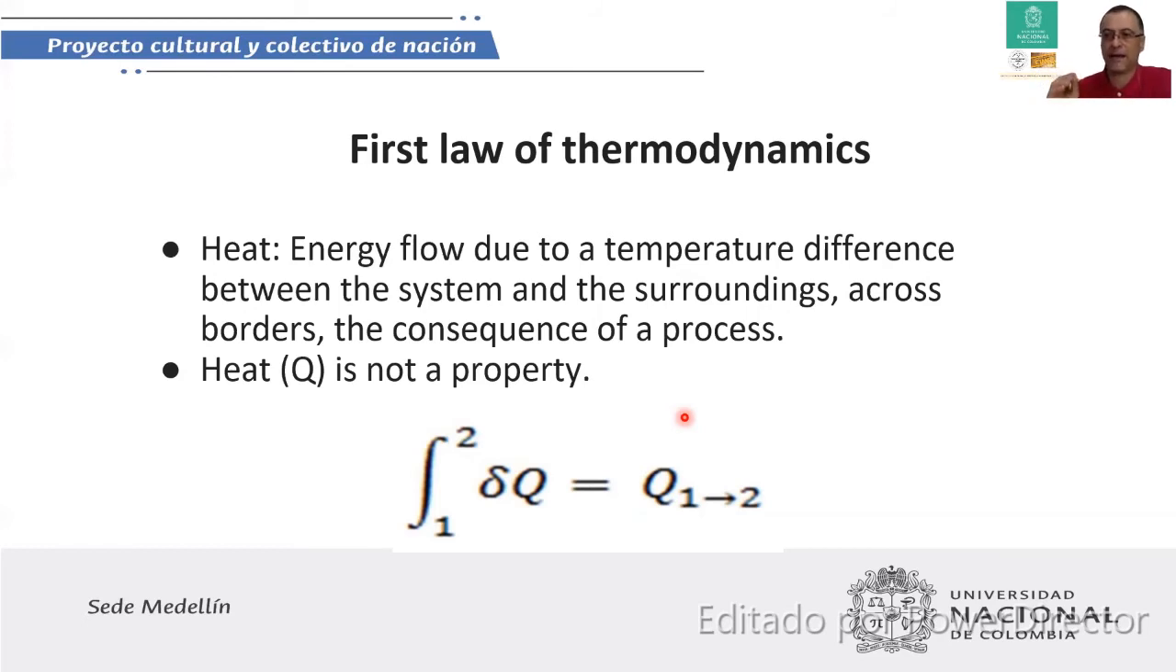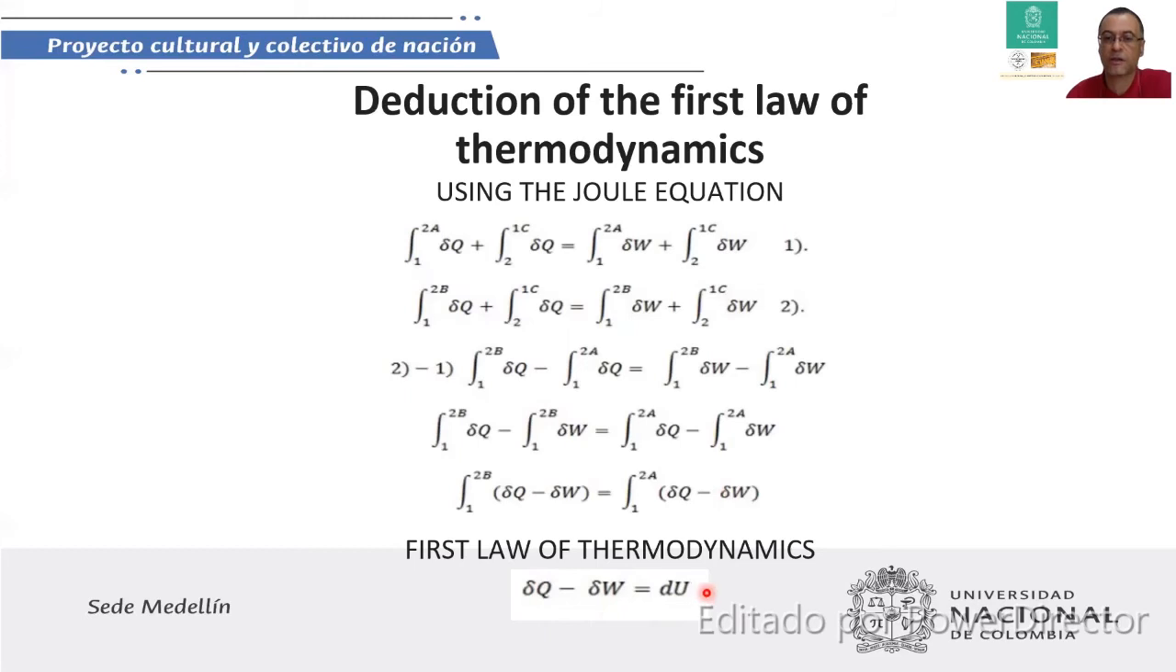Okay. Again, heat is not a property. Heat is an energy transference. And you couldn't define heat in state one or heat in state two. No, only during the process. That's why you could say that the integration of the heat transference is the total transference of heat from state one to state two. Okay, it's very important to say that. In that sense, the first law of thermodynamics says, when the internal energy changes, it is because two kinds of transference appear, heat and work, and they are equivalent.